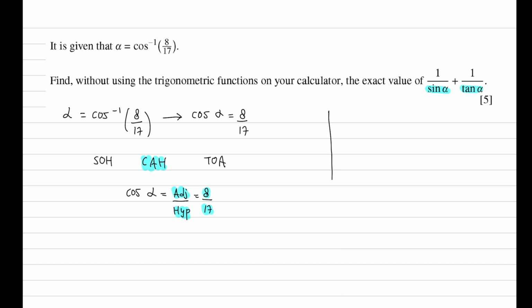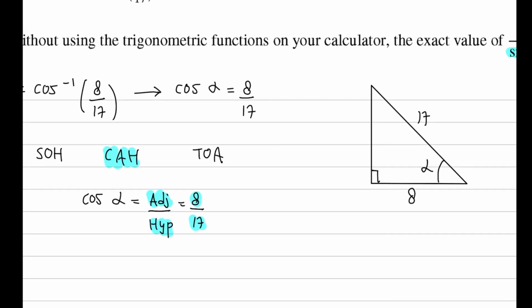So we can draw a right angle triangle, because SOH CAH TOA only works for right angle triangles. And then we can put alpha anywhere, here or here. I will choose here. And then we know that the adjacent value is 8, so it's here, and hypotenuse is 17. Now we can find the value of our opposite side. So we can use Pythagoras, which is square root of 17 squared minus 8 squared, equals square root of 289 minus 64, which equals square root of 225, which equals 15.